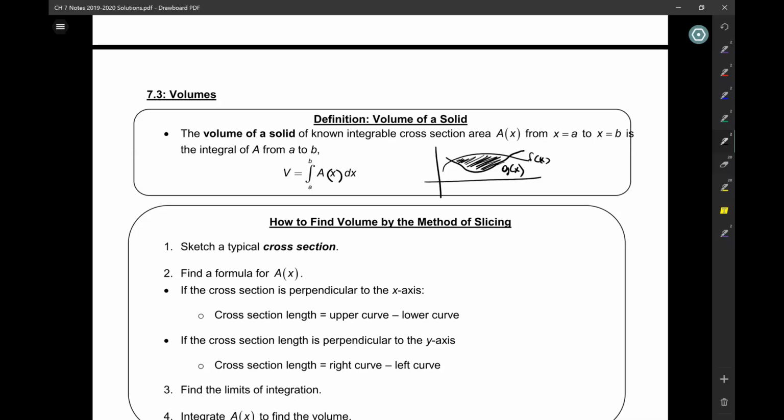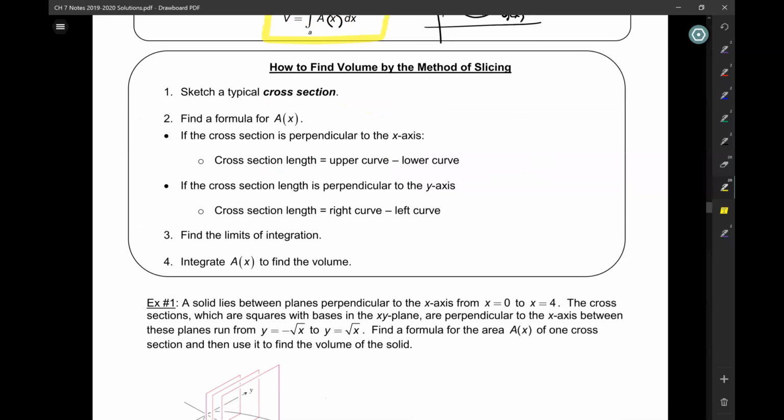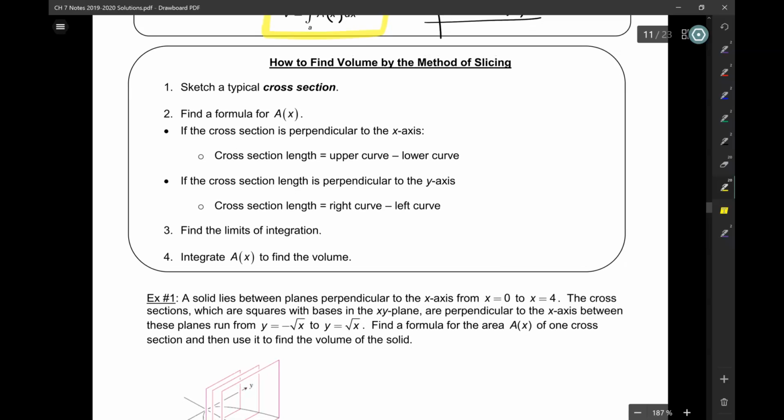If this is a solid, like a three-dimensional solid, and if I slice it and look at a cross-sectional area, and then if I integrate over all the areas from A to B, that's how I find volume. Okay, so let's talk about how we're going to do this for our purposes. How do you find the volume? By slicing, right? So first, what you want to do is sketch a typical cross-section.